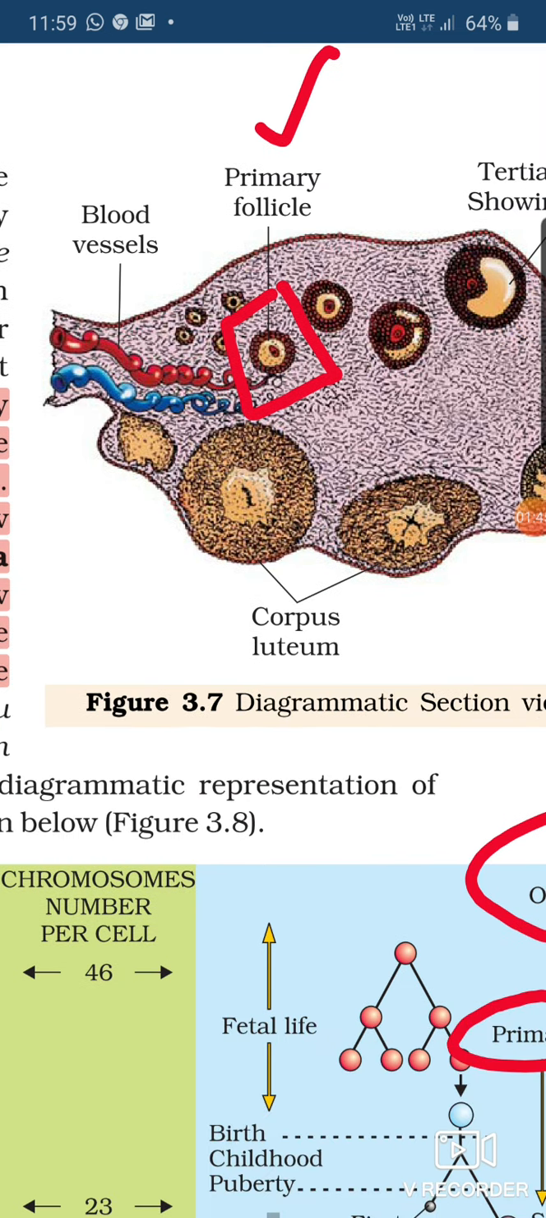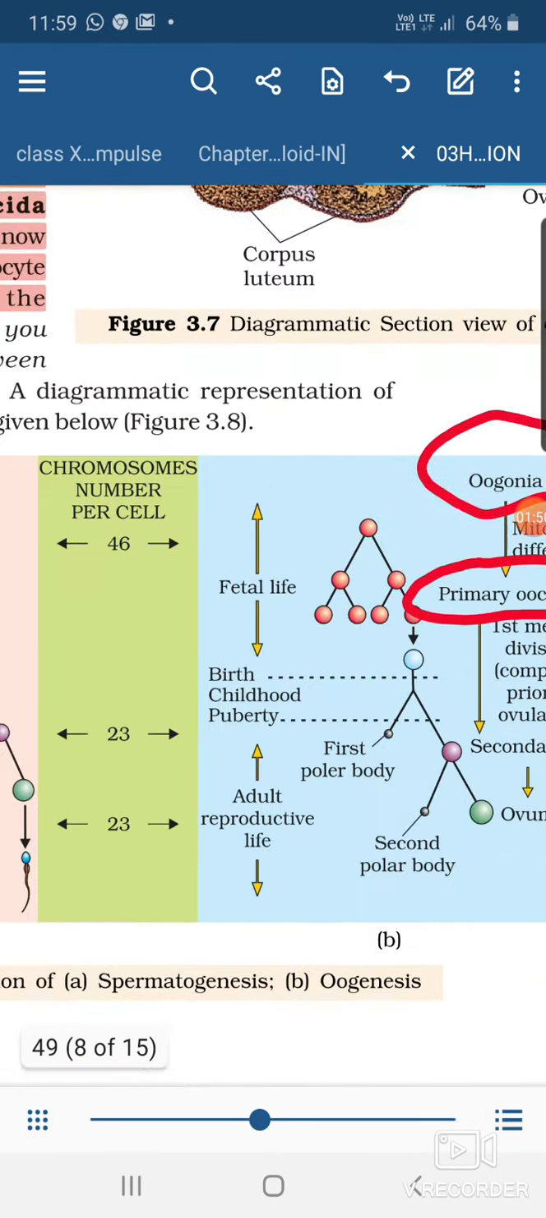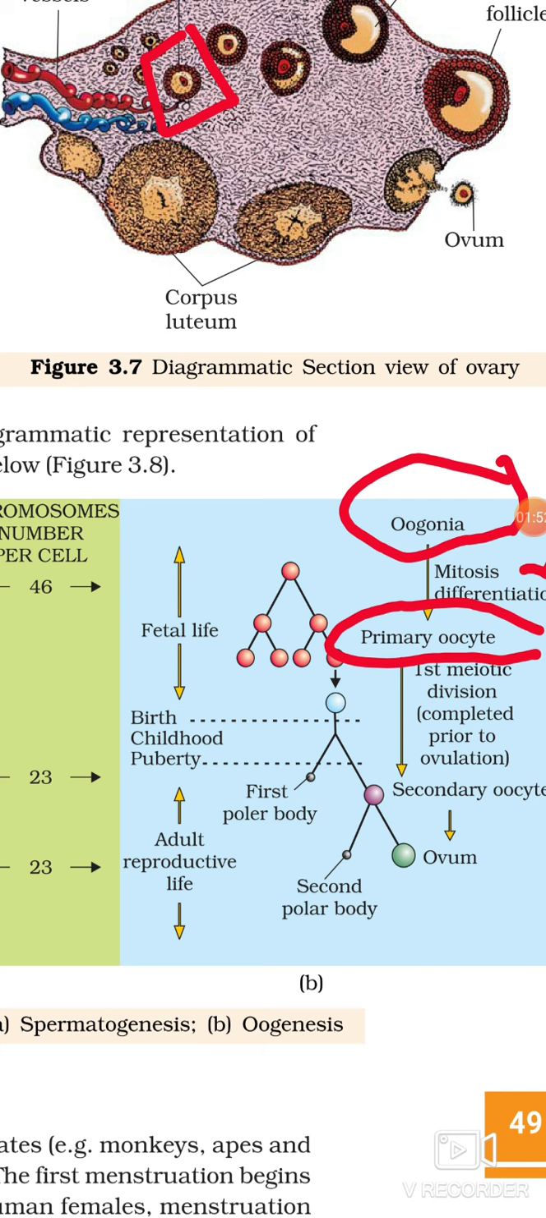After primary follicle formation, when a girl child is born, there are many primary follicles in her ovaries. These primary follicles are arrested at one stage of prophase 1, and they remain in that particular stage, not moving further. So when a girl child is born, many primary follicles are present in her ovary.